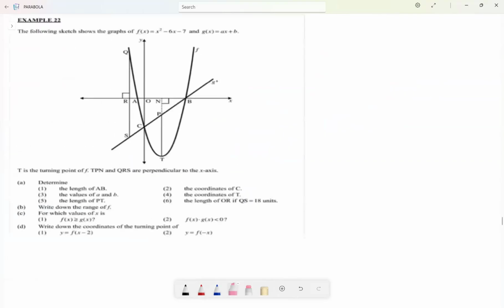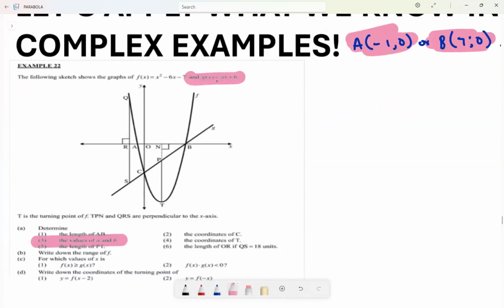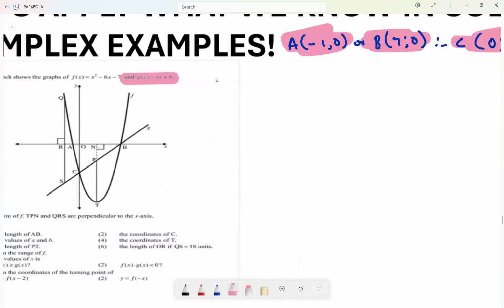Number 3, this is A3. A3 says, determine the value of A and B. Where do you find the values of A and B? We find them here. If that's the case, how can I find these? Remember, for me to find the equation of a straight line, I need a gradient and a point.